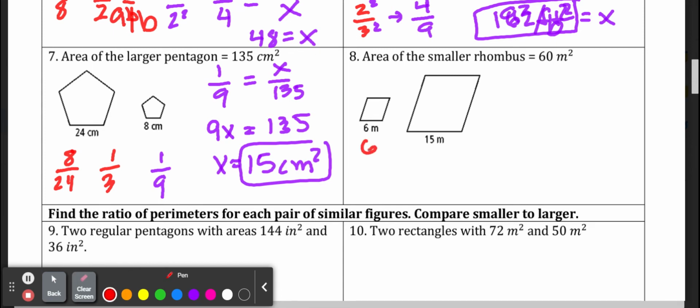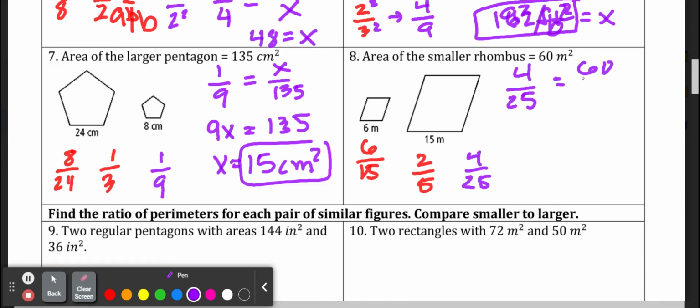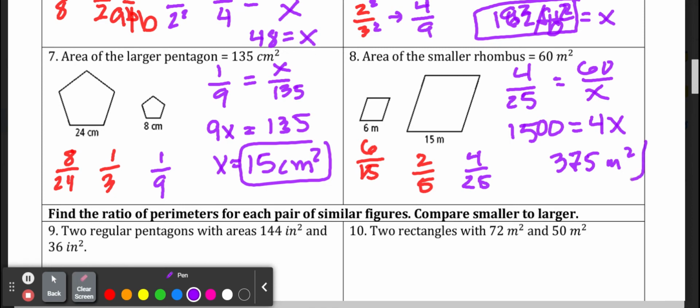Over here we have 6 over 15, which will reduce, 3 goes into those, so that's 2 over 5. And then squared, that's going to be 4 over 25. We know the area of the smaller, so we're going to put 60 on top and x on the bottom. So cross multiply, we get 60 times 25, which is 1500 equals 4x. And divide by 4, so 1500 divided by 4 is 375 square meters.